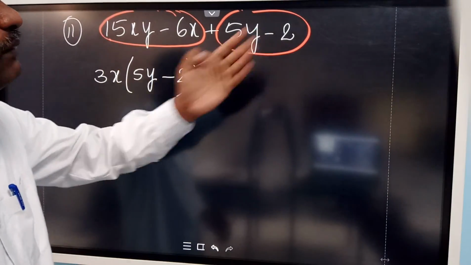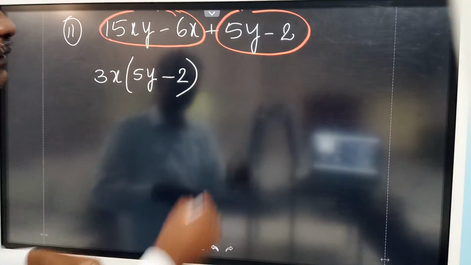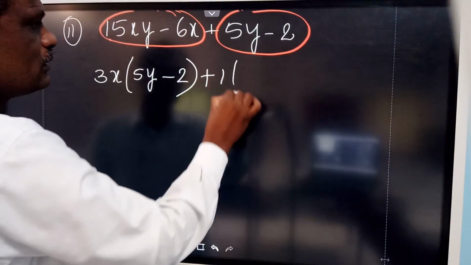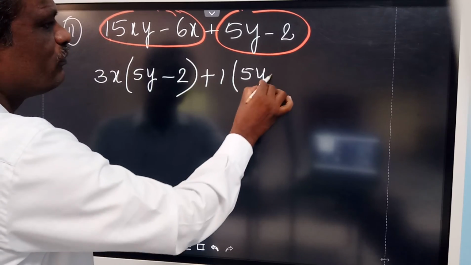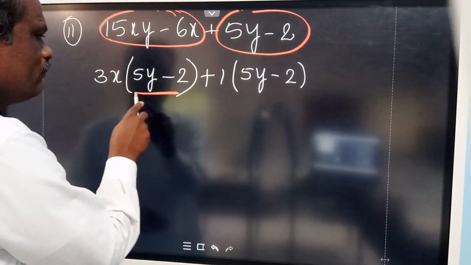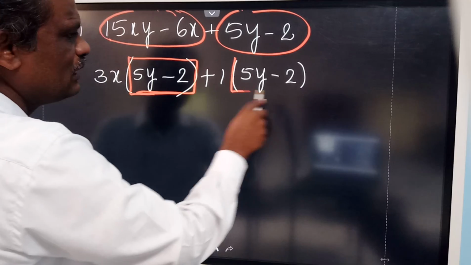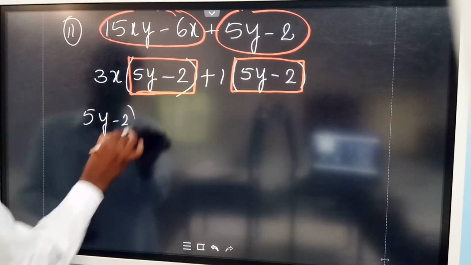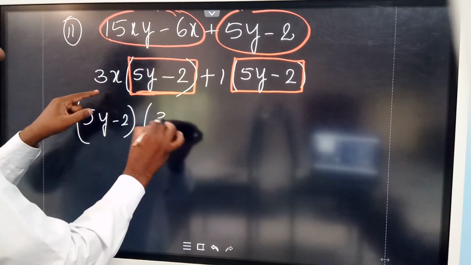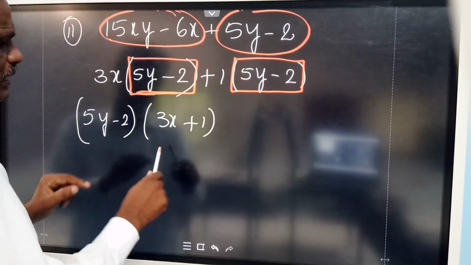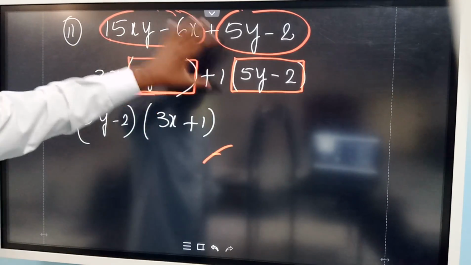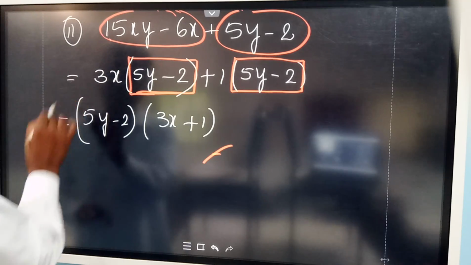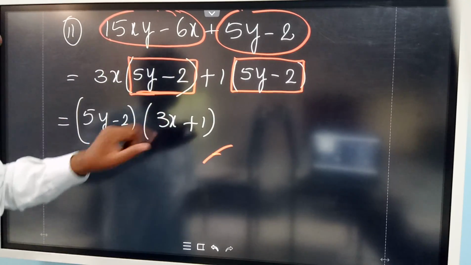Now here, what is common in 5y minus 2? Nothing is common, so you take 1 common. If nothing is there, at least 1 will be there. So if you take 1 common, everything will remain the same. Now you got the same term 5y minus 2 here also. Take that common: 5y minus 2 into 3x plus 1. Don't mark like this, with boxes and all. This is only for the sake of understanding. So this is the final answer: the factorization of this one is 5y minus 2 into 3x plus 1.